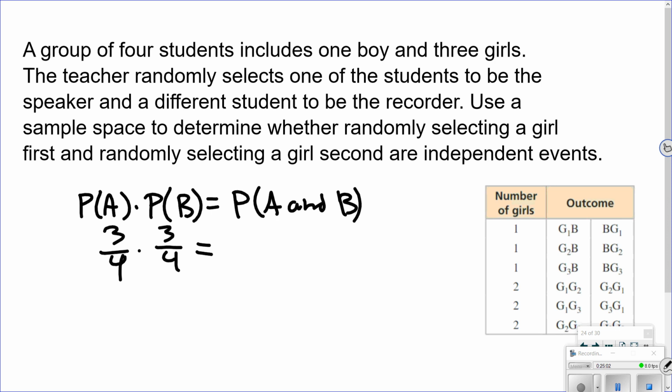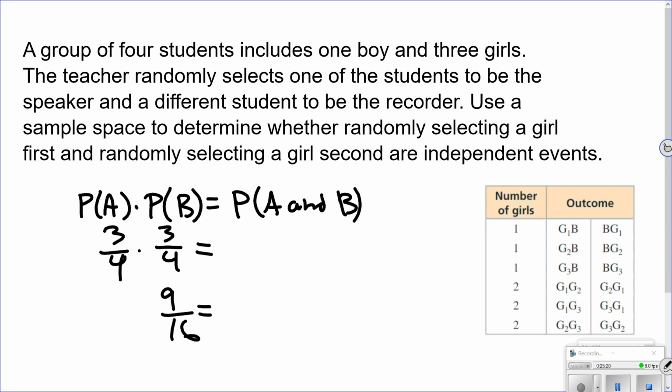So that ends up being 9 out of 16. And the question is, does that come out to be the same thing as I get in my sample space over here? And they've written it all out for us, right? You get a girl first, boy, girl second, boy. There's only one boy, right? So they listed all of these out there.